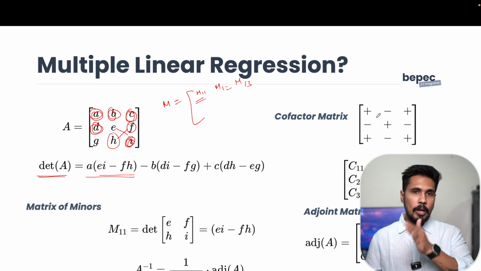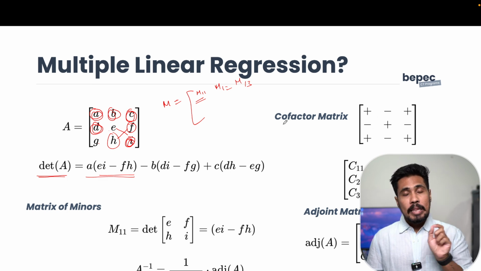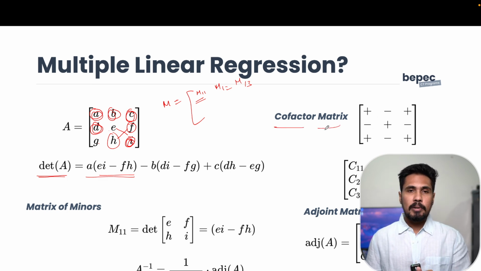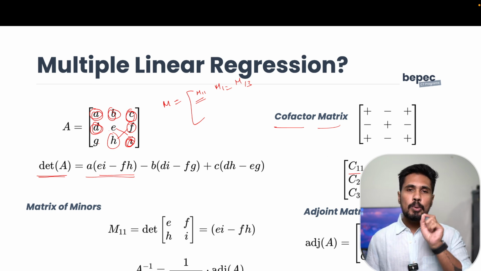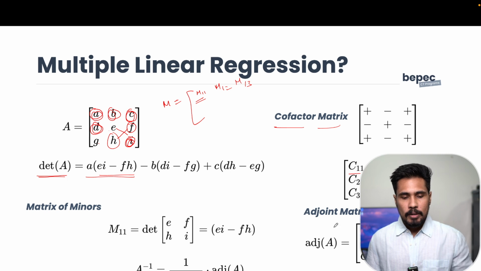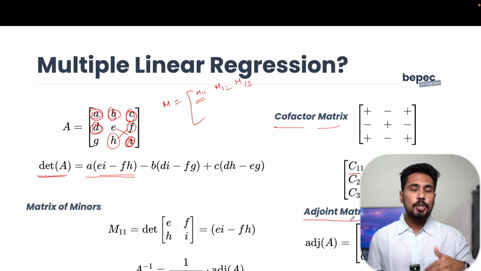Once we have calculated the matrix of minors, if you allocate plus, minus, plus, this kind of notation, to the matrix of minors, then we call it a cofactor matrix. Once we achieve the cofactor matrix, this is going to be C11, C12, C13. In this way we got C, which is the cofactor. Once we achieve the cofactor matrix, if you do the transpose of that cofactor matrix, then we get an adjoint matrix.